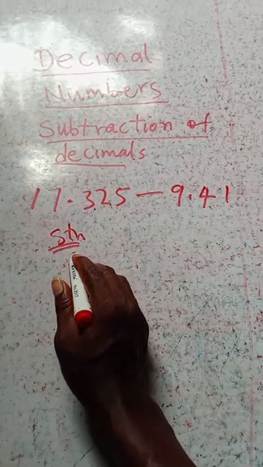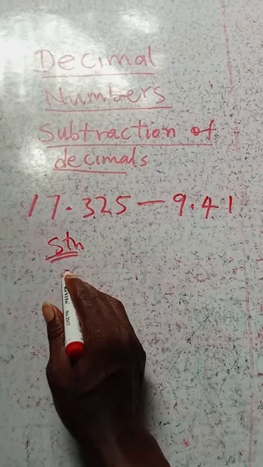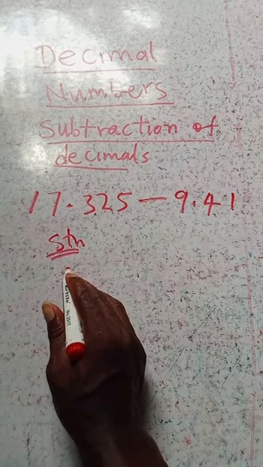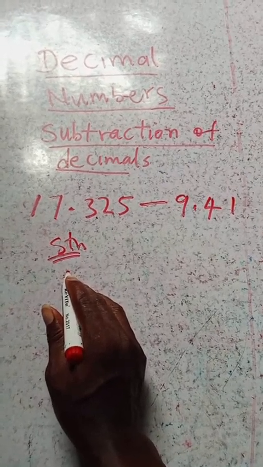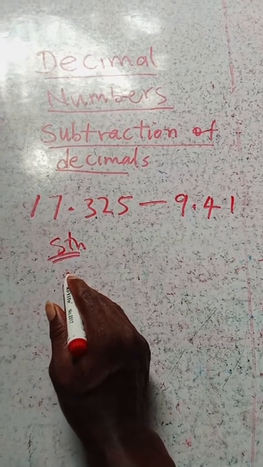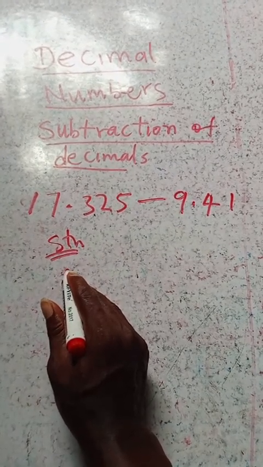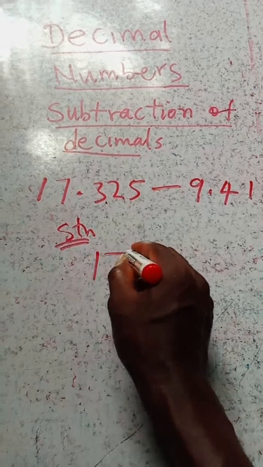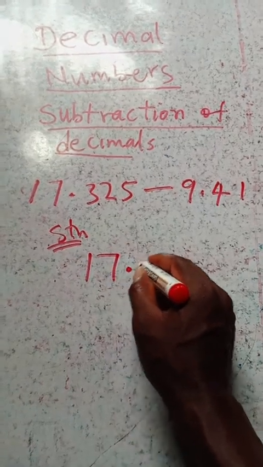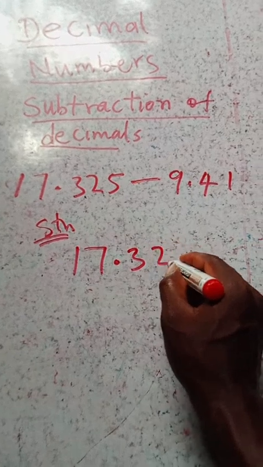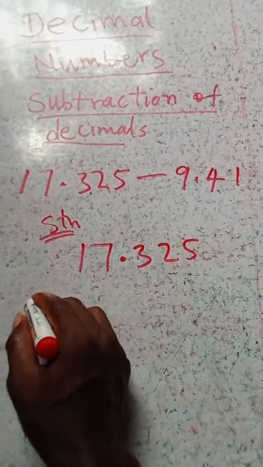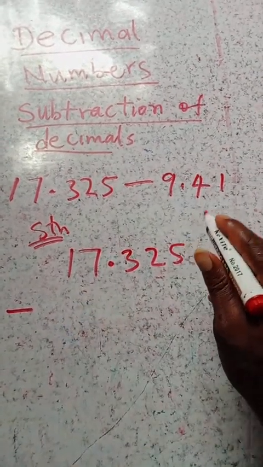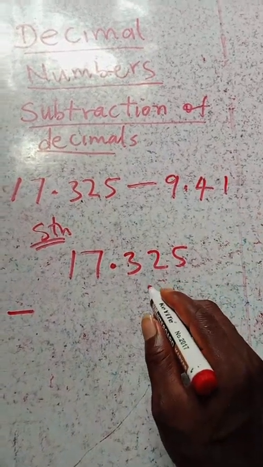What are you going to do? Always arrange it first. Arrange it in that order. I told us that whenever you are adding or subtracting decimals, you ensure that the decimal points are corresponding. That is the rule. All right, so we have 17.325, okay, minus what? 9.41.